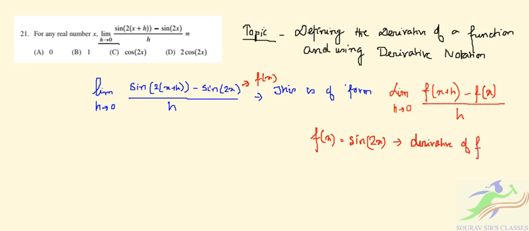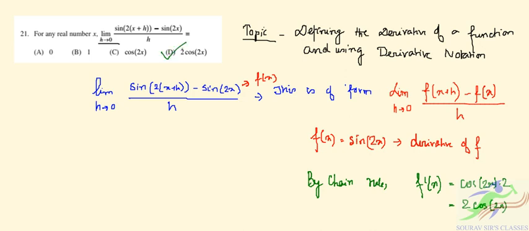So from here, by the chain rule, we can write f prime of x is equal to cos of 2x multiplied by 2, that is nothing but 2 cos of 2x. So the correct option in this case is option D for question number 21.